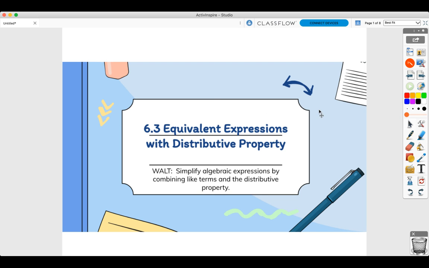Hi students, today's lesson is going to be on 6.3 equivalent expressions with distributive property. So you're still simplifying expressions by combining like terms, but you're going to add on distributive property in this. Let's get started.